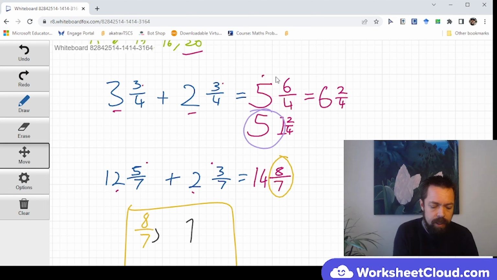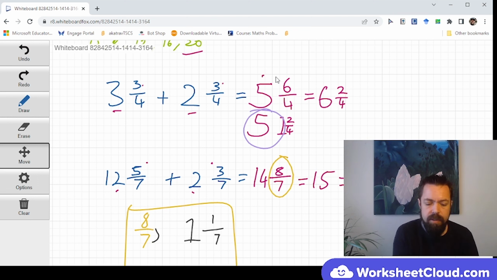7 goes into 8 once with 1 left over, and 1 over 7. So I'm going to add another 1 to the 14, and it becomes 15. My leftovers were 1 over 7, and there's my final answer. Right. The more you practice, the better you're going to do. We're going to do one more, and then we're going to go across to our word problems.